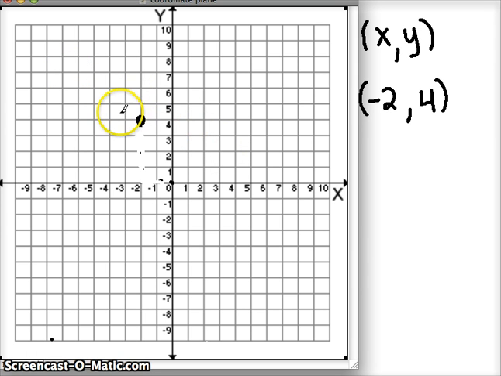And that location is a point. Remember, points are named with capital letters. And then if we have enough room, usually we want to list the coordinate pair just to be absolutely sure we're talking about that one.